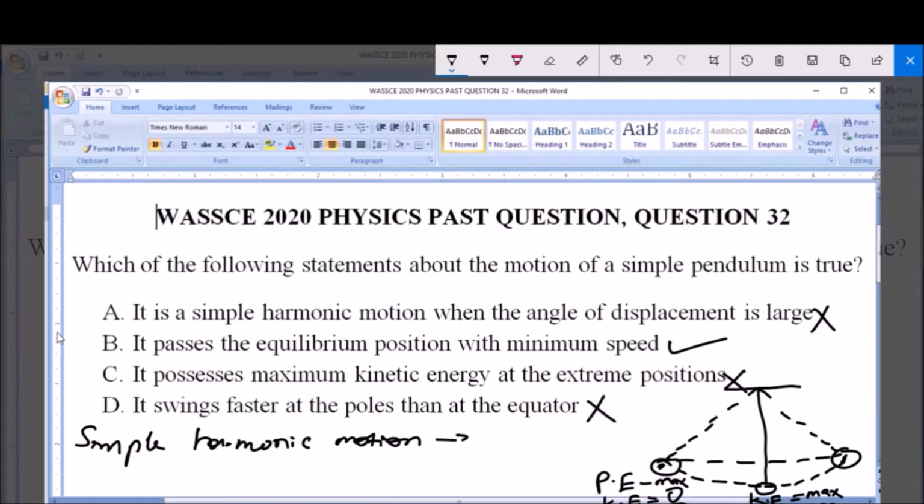Now the only true answer here is option B. It passes the equilibrium position with minimum speed, and this is the answer to this question, option B.